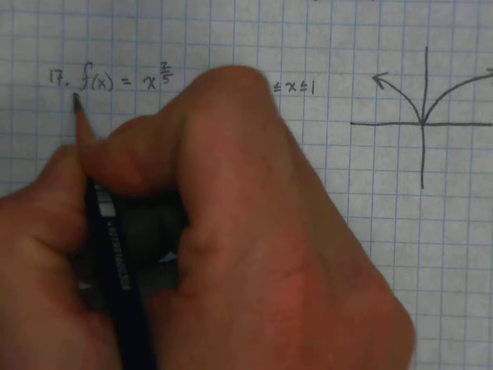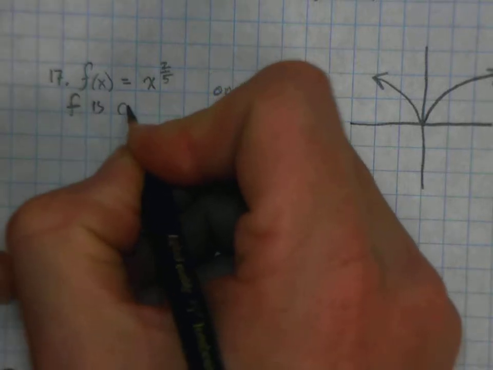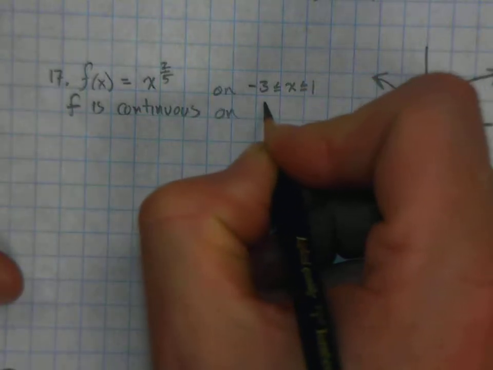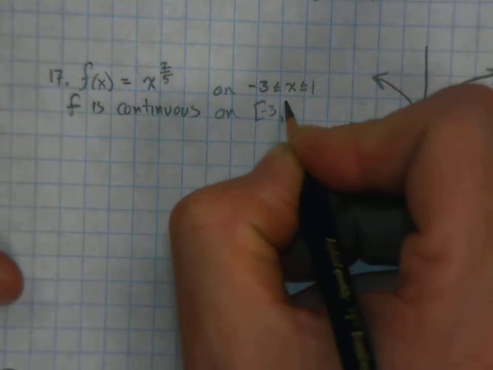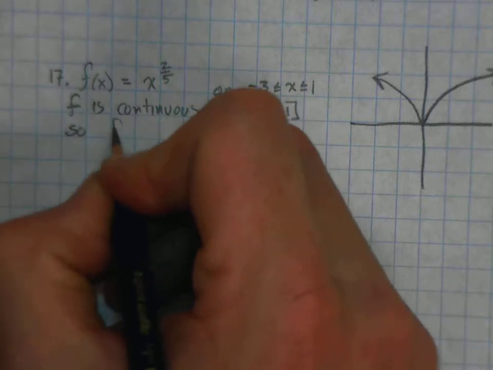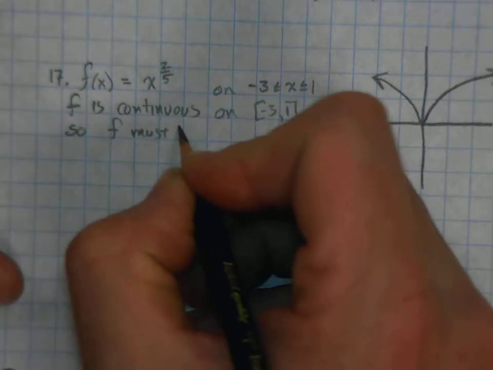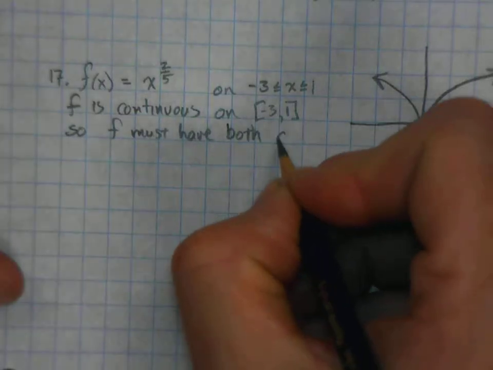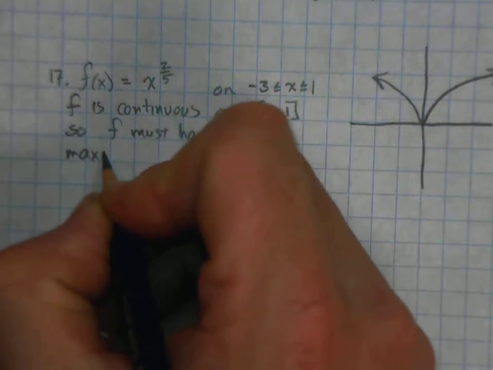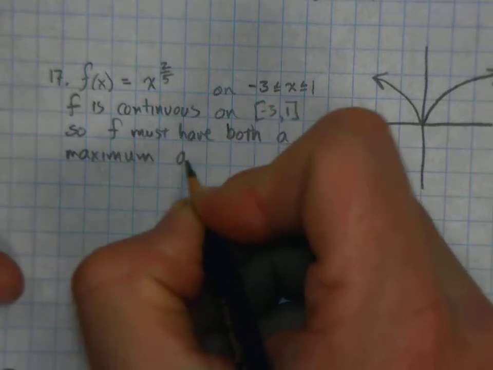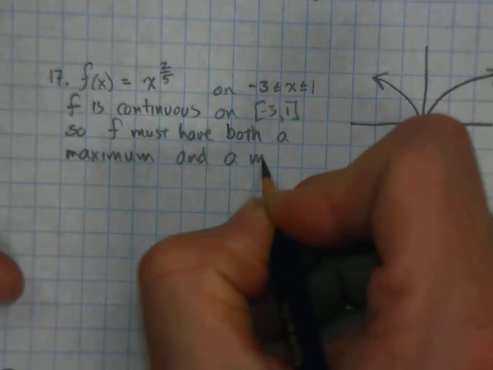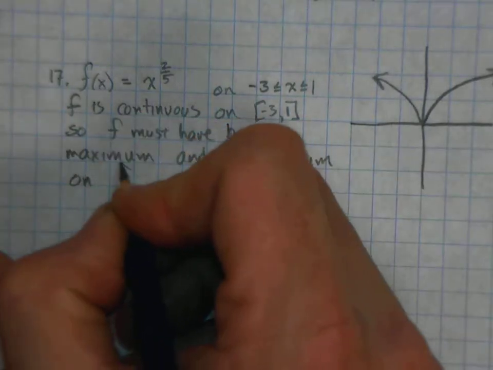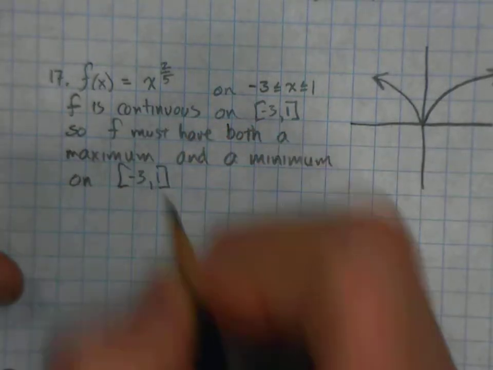So let's see. I'm going to write that. F is continuous on, and I'm going to use easier notation, -3 to 1. So f must have both a maximum and a minimum on that closed interval -3 to 1.